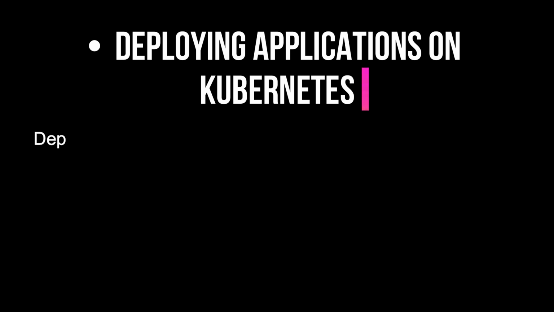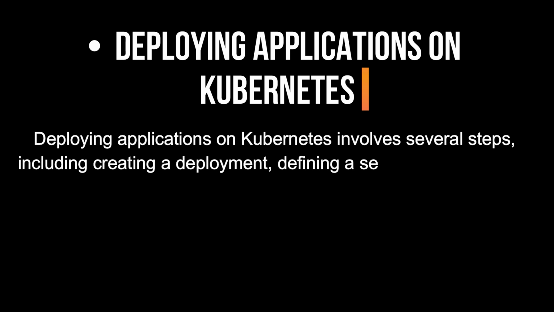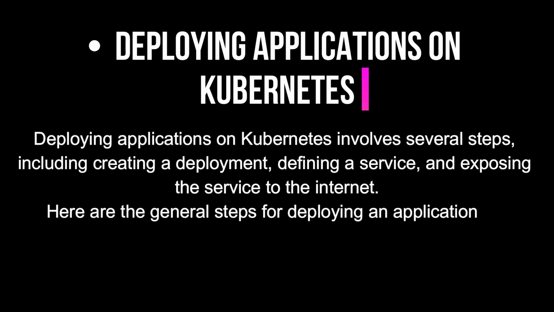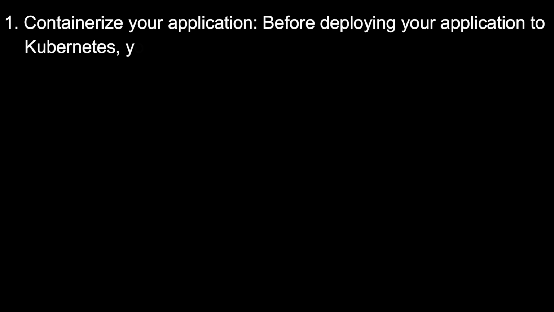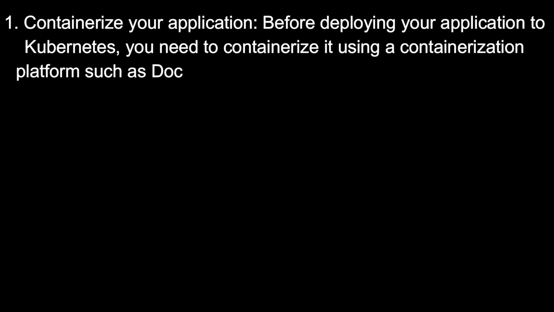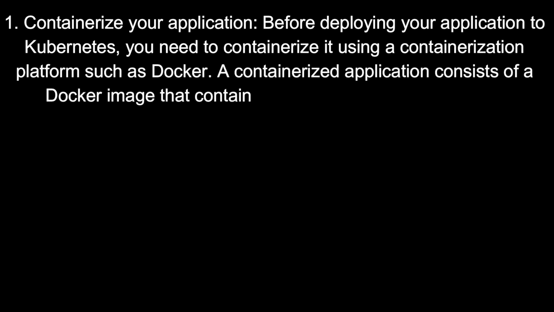Deploying applications on Kubernetes. Deploying applications on Kubernetes involves several steps, including creating a deployment, defining a service, and exposing the service to the Internet. Here are the general steps for deploying an application on Kubernetes. 1. Containerize your application. Before deploying your application to Kubernetes, you need to containerize it using a containerization platform such as Docker. A containerized application consists of a Docker image that contains the application code and all its dependencies.